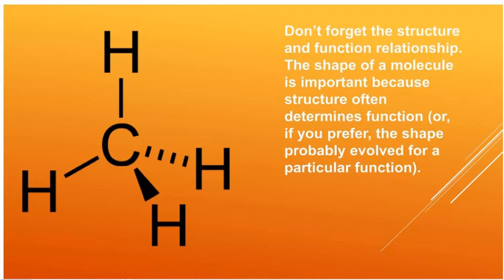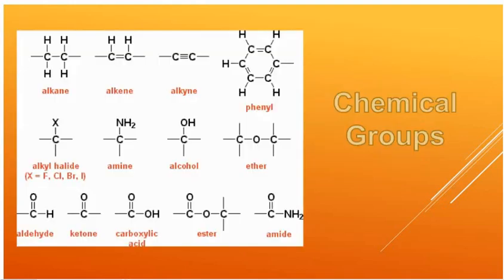Look at this molecule. It is a very familiar compound called methane. Don't forget the structure and function relationship. The shape of a molecule is important because the structure often determines function. Or if you prefer, the shape probably evolved for a particular function. You can see the 2 normal bonds and 2 special bonds, one towards you, one behind you.